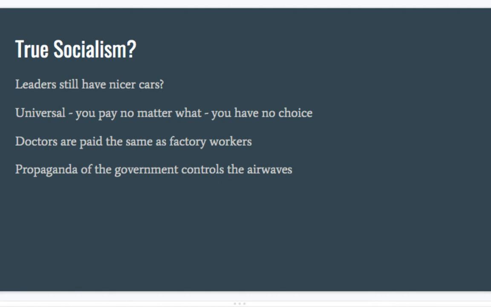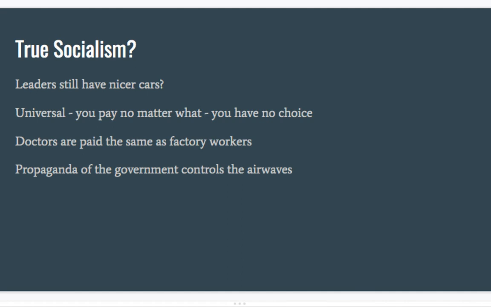Well, no, because if you look at socialism and communism, the leaders still had nicer cars. It was universal, you pay no matter what, you have no choice. Doctors are going to be paid the same as factory workers because they just fit in that role of kind of a piece of the puzzle in what the society's full need is, based again off of mostly what the government's asking for.